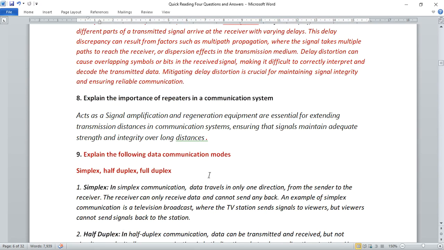Explain the importance of repeaters in a communication system. Guys, just like the word goes, repeater.